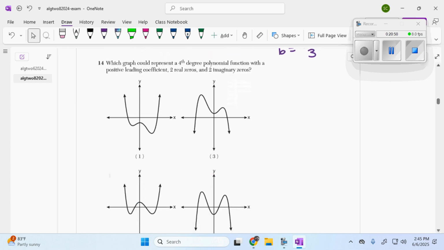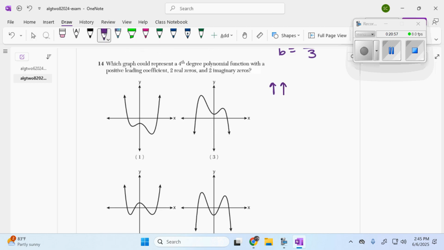Number 14 asks us for a 4th degree polynomial. As soon as I see 4th degree, it's an even degree, so it's either going to be up, up, or down, down. The next piece of information says it's a positive leading coefficient, which means it's not down, down, meaning it can't be choice 3 or 4.